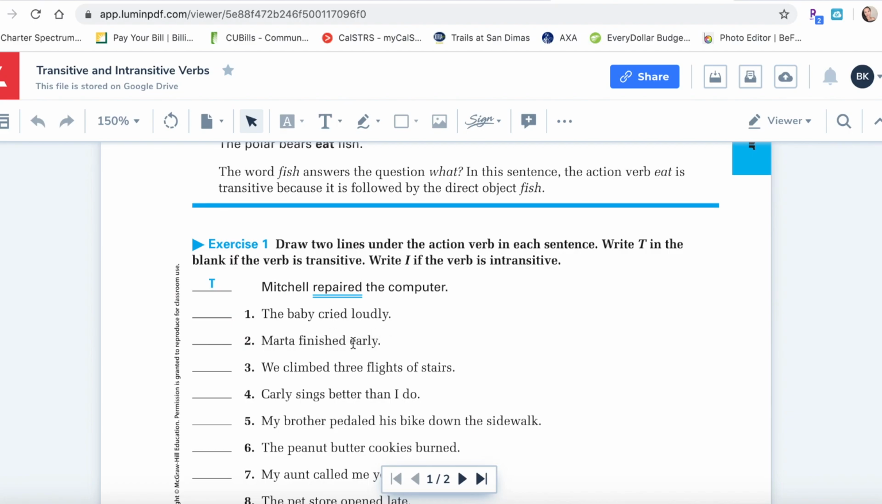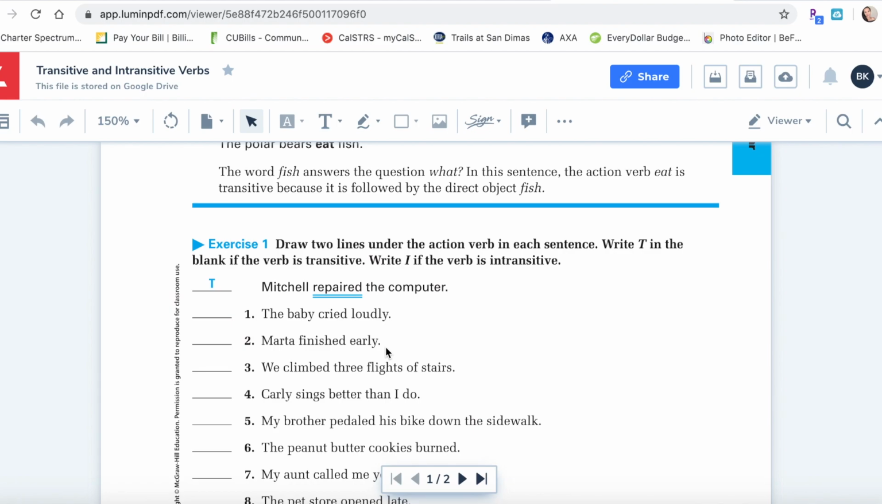I don't know how to explain that, to be honest. Marta finished early. I mean, there's really no way to explain that because that's not the correct answer, right? So this would be what? Intransitive or transitive? If early is describing how she finished. Intransitive. Now, if it said Marta finished her work, then that would be transitive because what did Marta finish? Her work. But this is not saying what she finished, it's saying how.